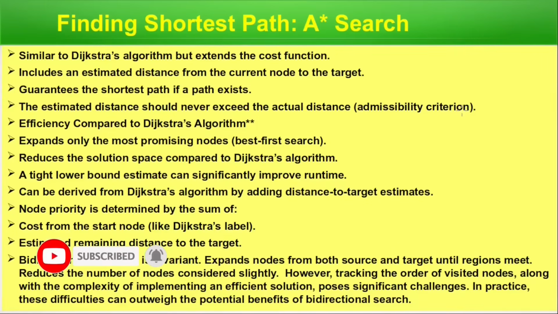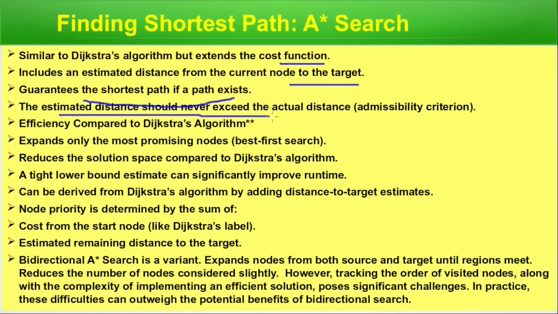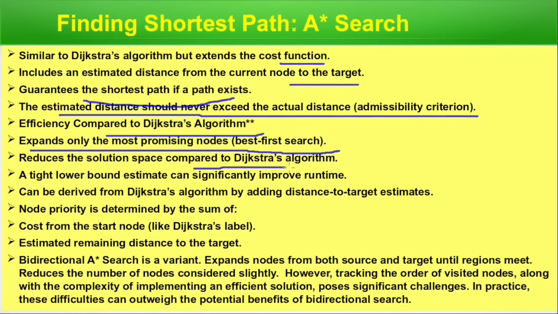That is A star search. Finding the shortest path with A star search is similar to Dijkstra's algorithm but extends the cost function. It includes an estimated distance from the current node to the target, and guarantees the shortest path if a path exists. The estimated distance should never exceed the actual distance, the admissibility criterion. It is efficient compared to Dijkstra's algorithm, expanding only the most promising nodes, best first search. It reduces the solution space compared to Dijkstra's algorithm. A tight lower bound estimate can significantly improve runtime.